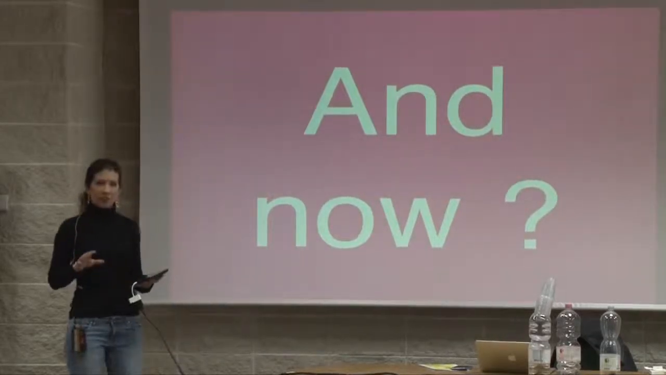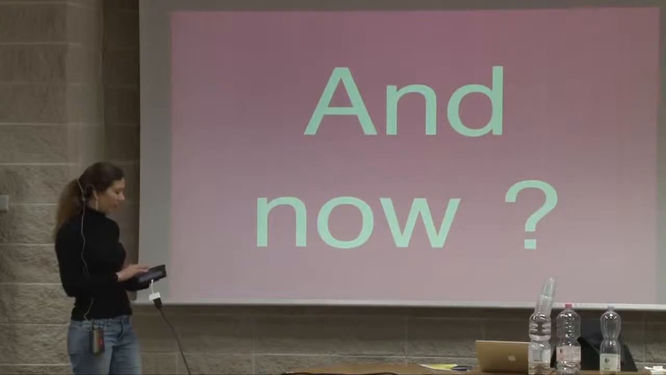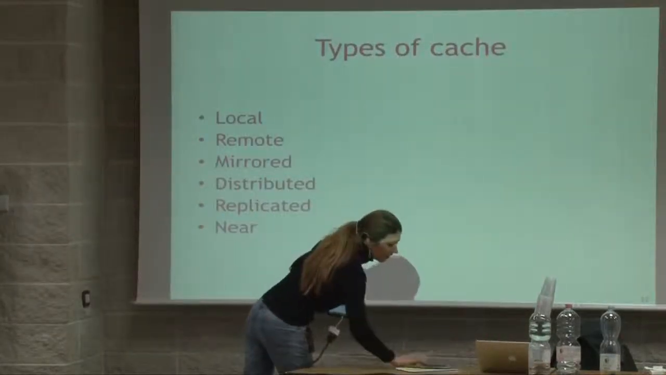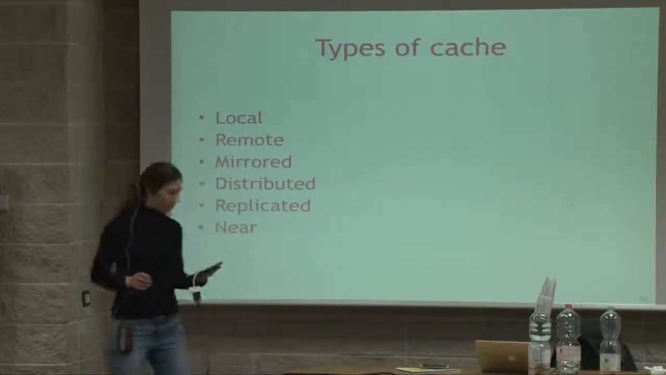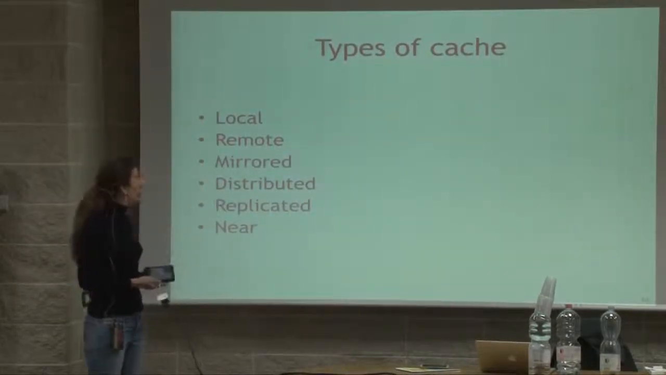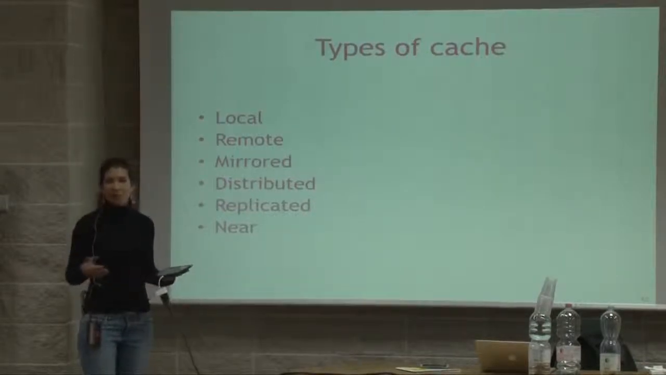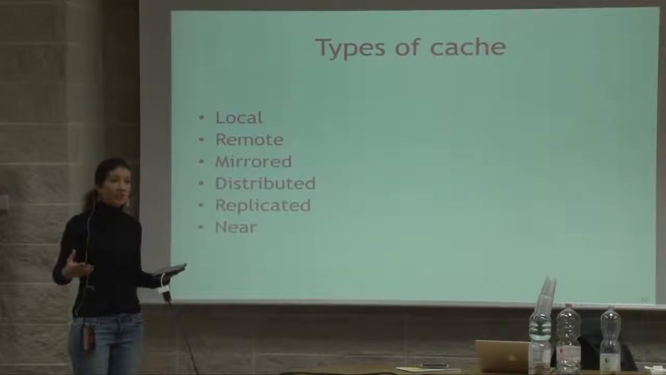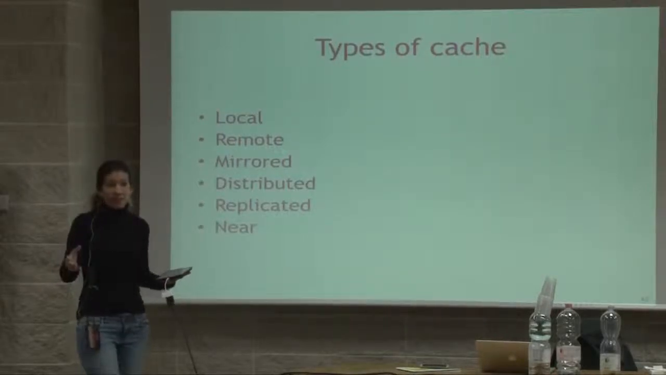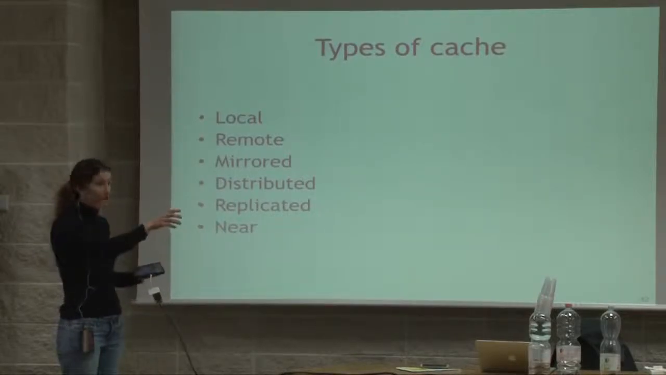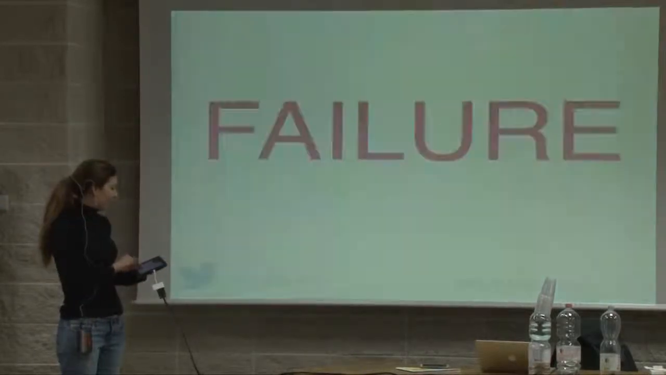And now let's talk a little bit about scalability. So there are a lot of different types of cache. The first one is local, which is really what you have in mind. If you have a local hash map on your Java system, that's a local cache. A remote one is just a distant one, and we'll see the others.